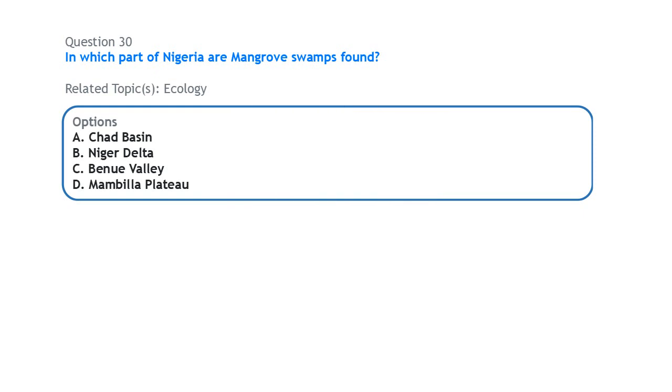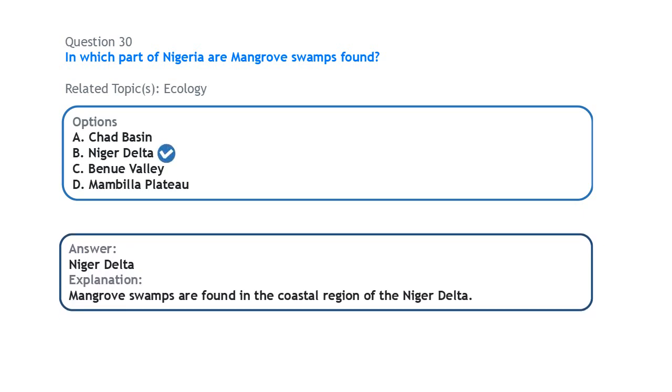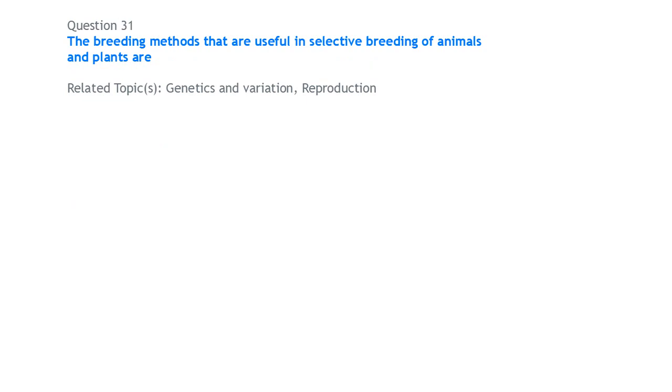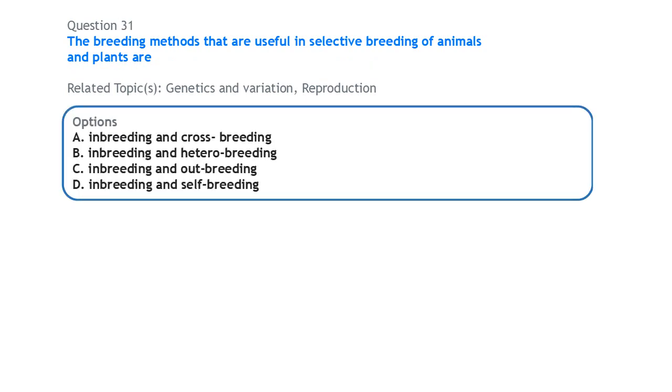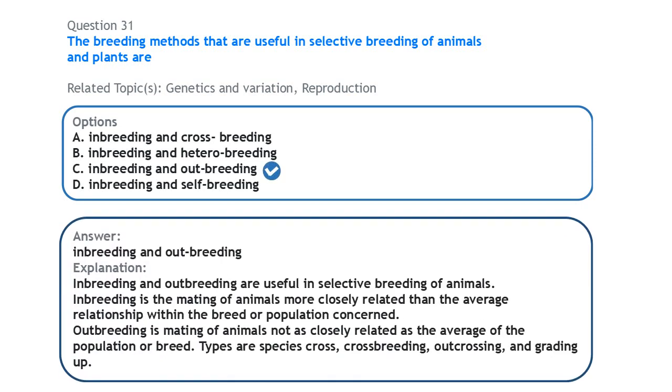Next question in ecology. In which part of Nigeria is mangrove swamps found? They can be found in the Niger Delta, in the coastal region of the Niger Delta. Next, on genetics and variation. The breeding methods that are useful in selective breeding of animals and plants are inbreeding and outbreeding. So inbreeding has to do with the mating of animals that are closely related, within a breed, while outbreeding is the mating of animals that are not related, that are not of the same breed.